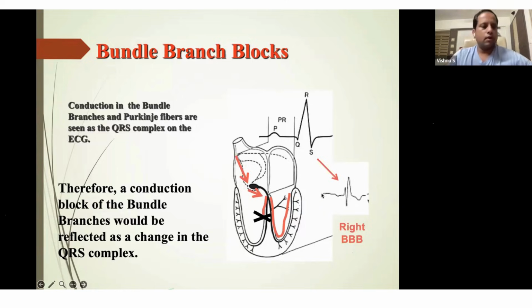I hope you all understood the mechanism of why there is QRS prolongation, and why the next one is bigger, because of the late activation in the right side, which happens last in the RV outflow. That's why this is very wide and bigger. The second R, the R dash, is usually bigger in right bundle branch block.